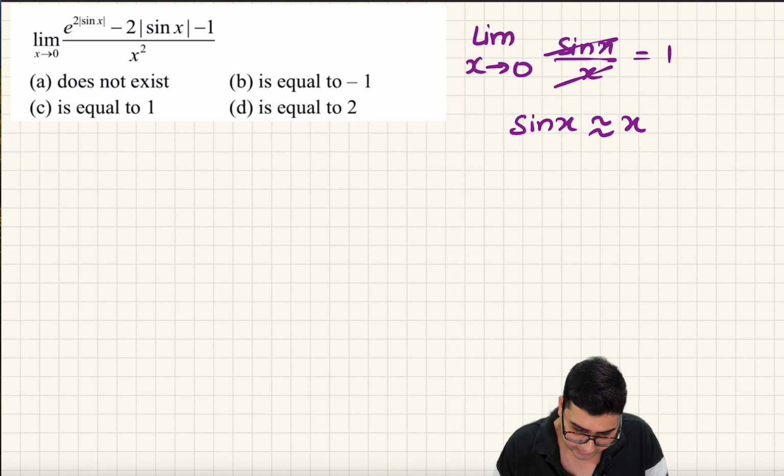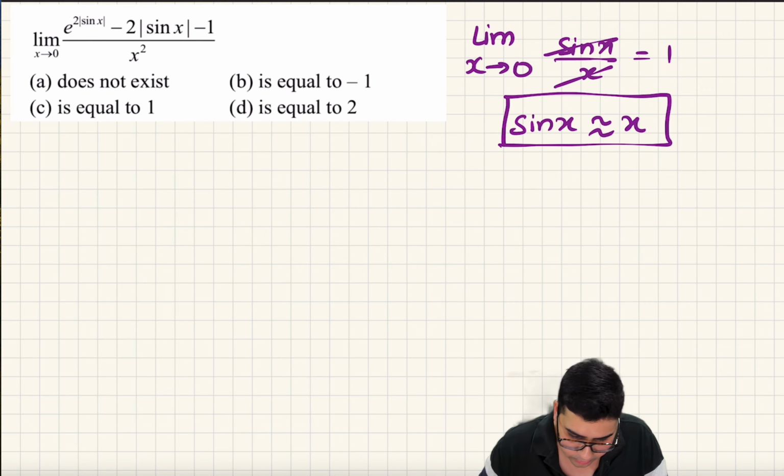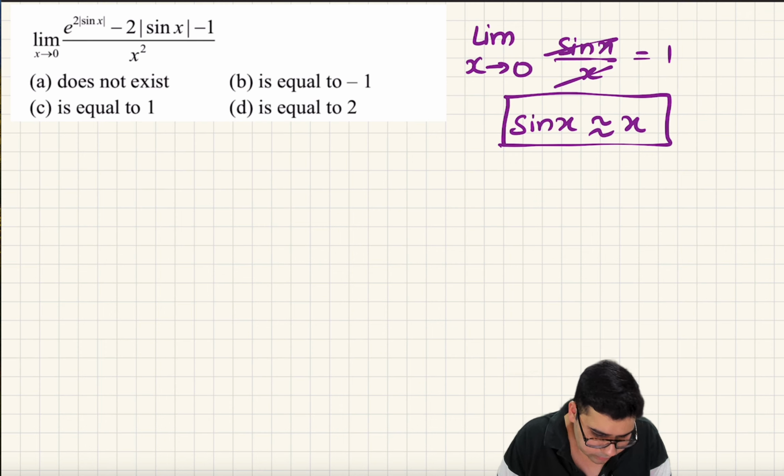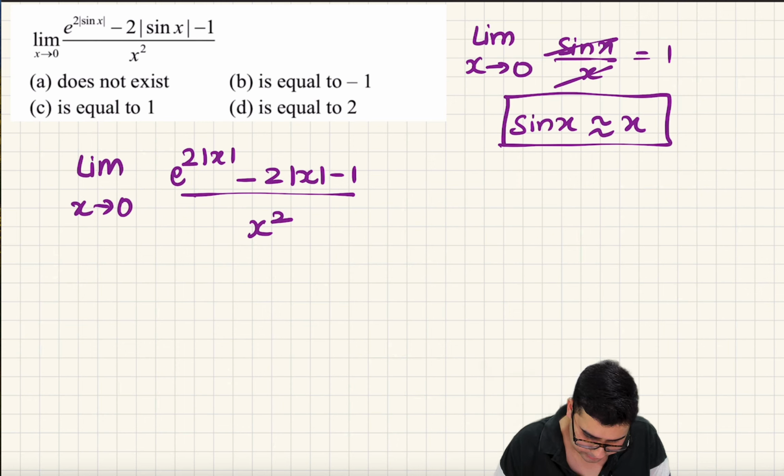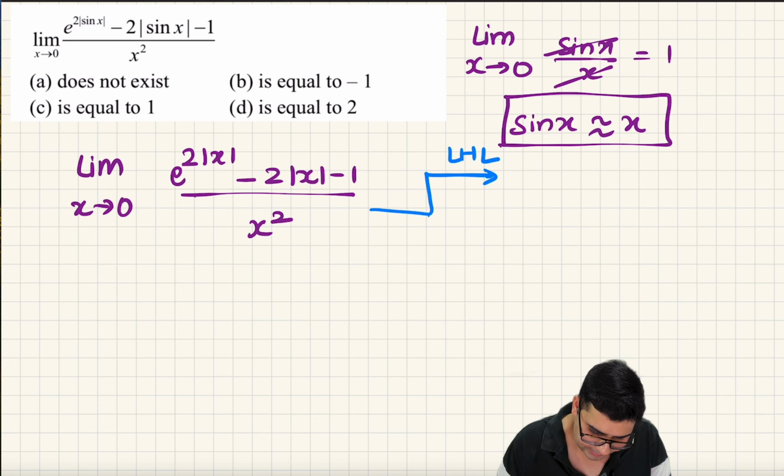अब मैं यहाँ पे effectively sin x को x से replace करने वाला हूँ, and I'm going to rewrite the question once again. उससे मुझे मिलेगा limit x tends to 0 e to the power 2 mod of x minus 2 mod of x minus 1 upon x square. और इसके दो ब्रांचेस बना सकते हैं. एक लेफ्ट हैंड लिमिट LHL रहेगा, एक राइट हैंड लिमिट रहने वाला.